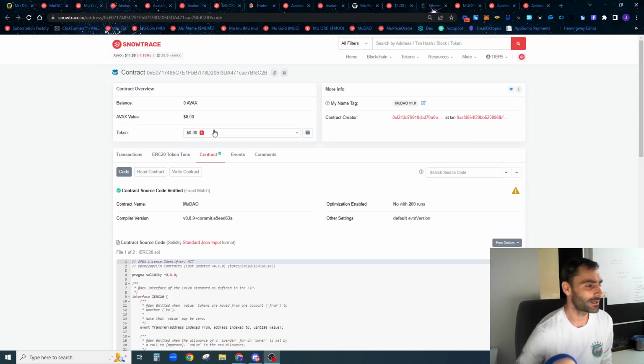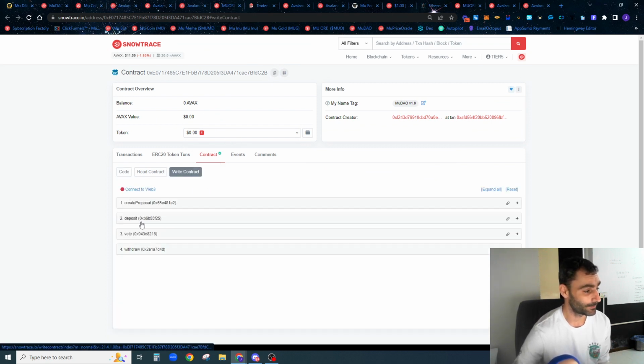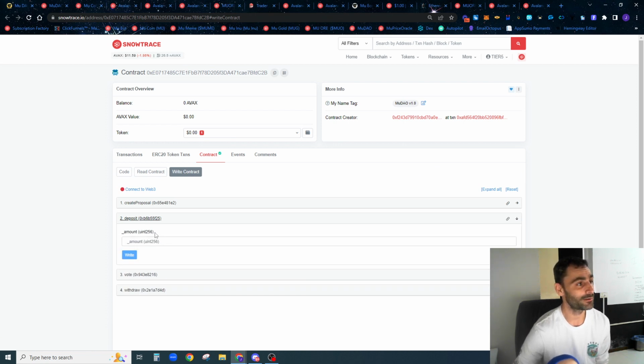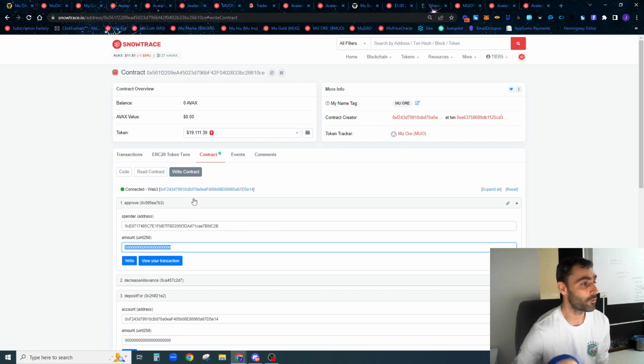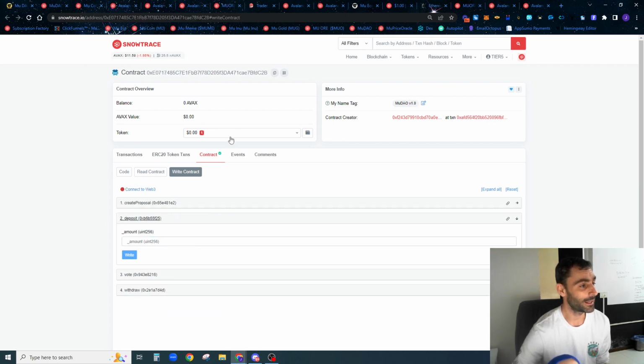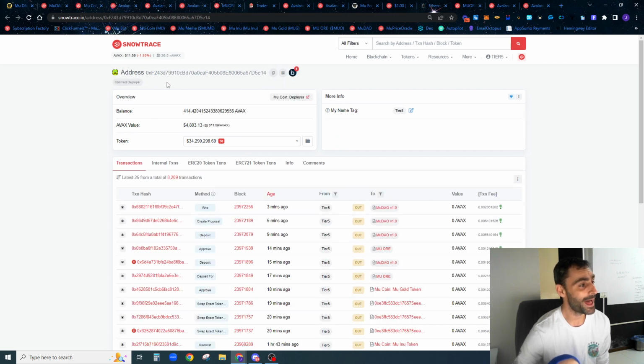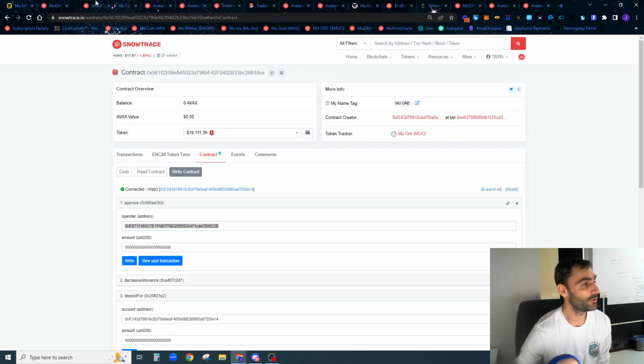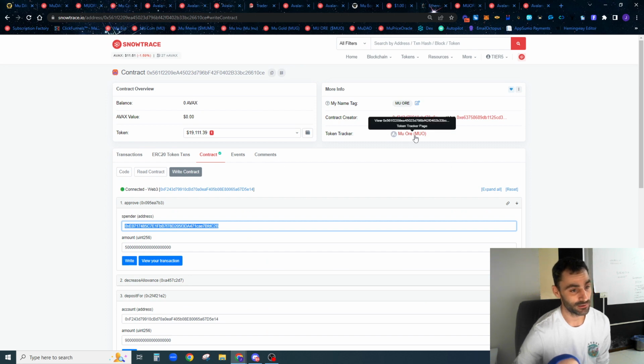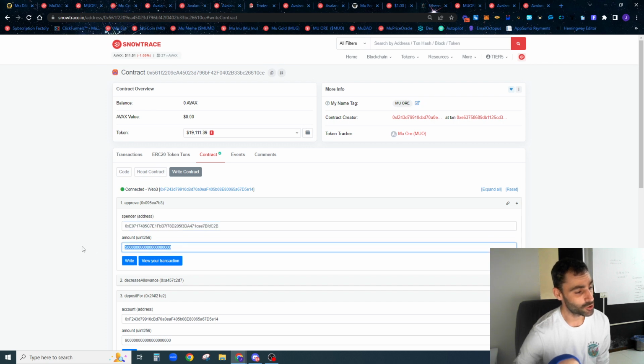Hopefully the biggest thing that you can understand is do not transfer tokens to this address. If you want to create proposals and vote, you need to use the deposit function. And in order to use the deposit function, you need to first go to the mu ore contract and call the approve function, and you need to give the Mu DAO's address there. All right. So you need to go to the mu ore contract. This is mu ore, and you need to approve the Mu DAO, which is this contract here. You need to approve the Mu DAO to spend your mu ore.